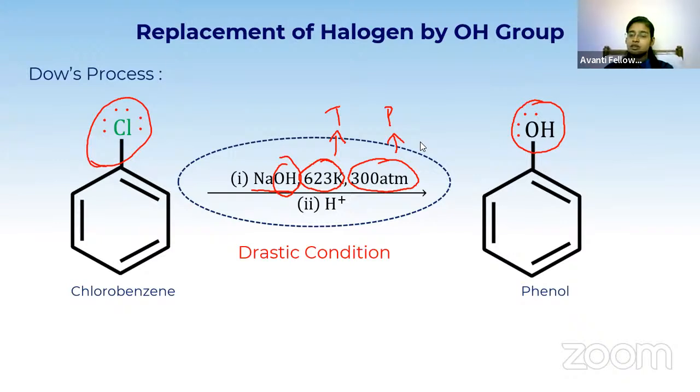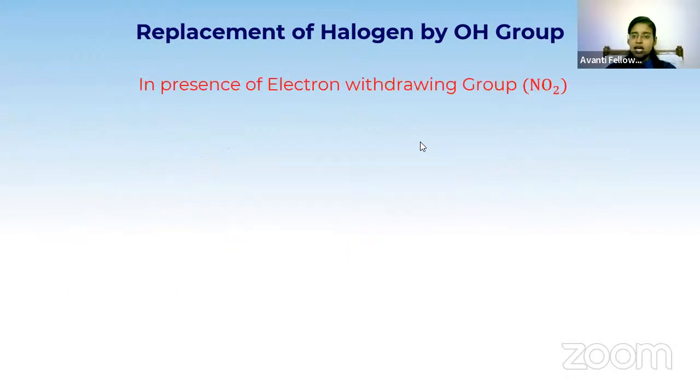Now, I cannot wait for so long. I cannot wait for the system to attain 623 Kelvin and 300 atmospheric pressure. I want to form the product. I want to get the product immediately. So what are the other ways that I can do here on this chlorobenzene to get the product easily and fast? There is one way, and that way is introducing an electron withdrawing group on the ring.